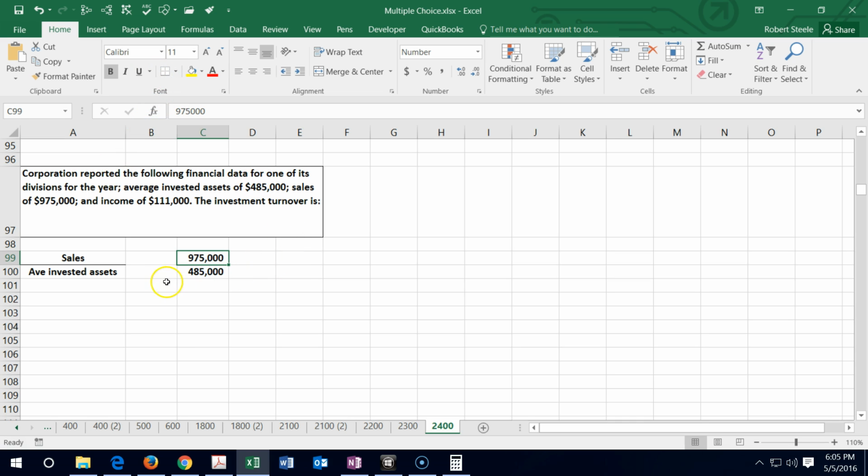Now note that if you're looking at actual financial statements, it's not usually going to say average invested assets. It might say that on a problem like this. A multiple choice type problem could have that kind of terminology. If it doesn't have that on the financials, you've got to take basically the beginning balance plus the ending balance and divide it by 2. That would be the average.